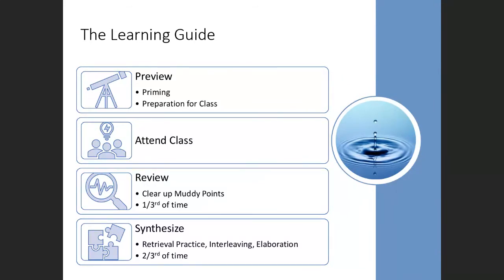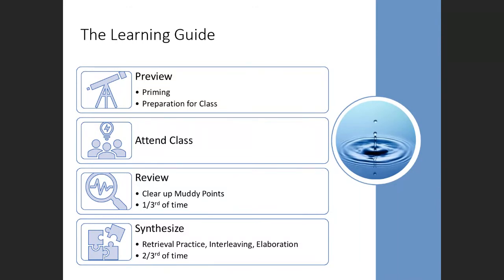Really, this review section should only be a third of their total study time. It's just to clear up the muddy points. They leave the lecture, or I shouldn't say lecture, it's actually a word I'm trying to remove from my lexicon of academic vocabulary. But they leave class time, whether it's synchronous or asynchronous, and they still have muddy points. There's things that are still not clear to them. They use the textbook and learning resources there and reread to clear up those points, and then they're done.